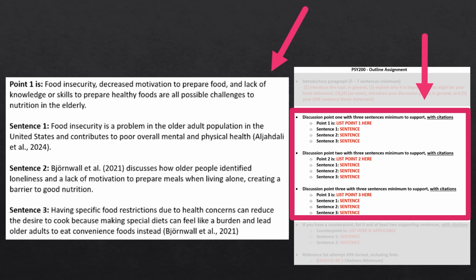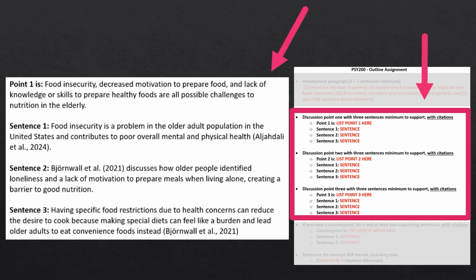that will help me to support this first point. The first one, food insecurity is a problem in the older adult population in the United States and contributes to poor overall mental and physical health. And I have a source backing it up, so that's great. So sentence 2, I have Bornwall et al., 2021, discusses how older people identified loneliness and a lack of motivation to prepare meals when living alone was creating a barrier to good nutrition.